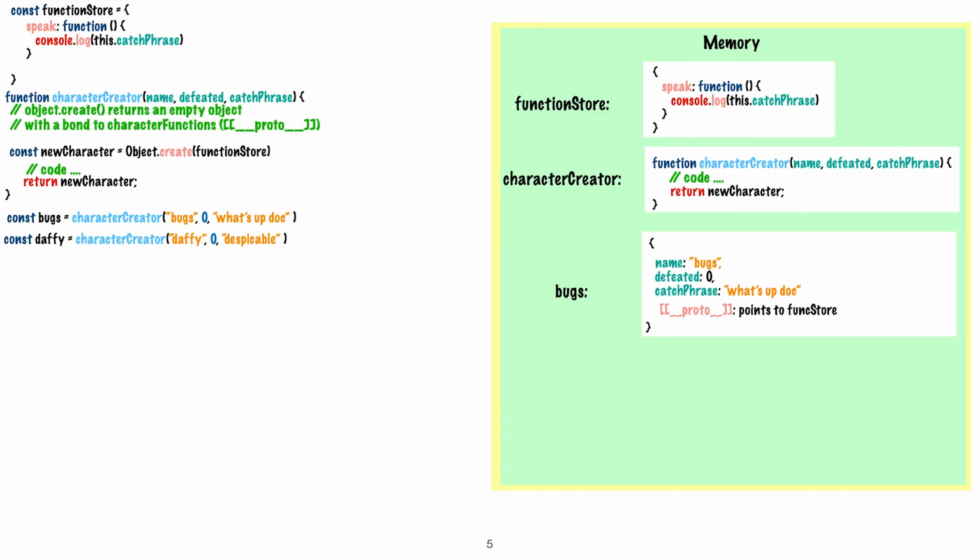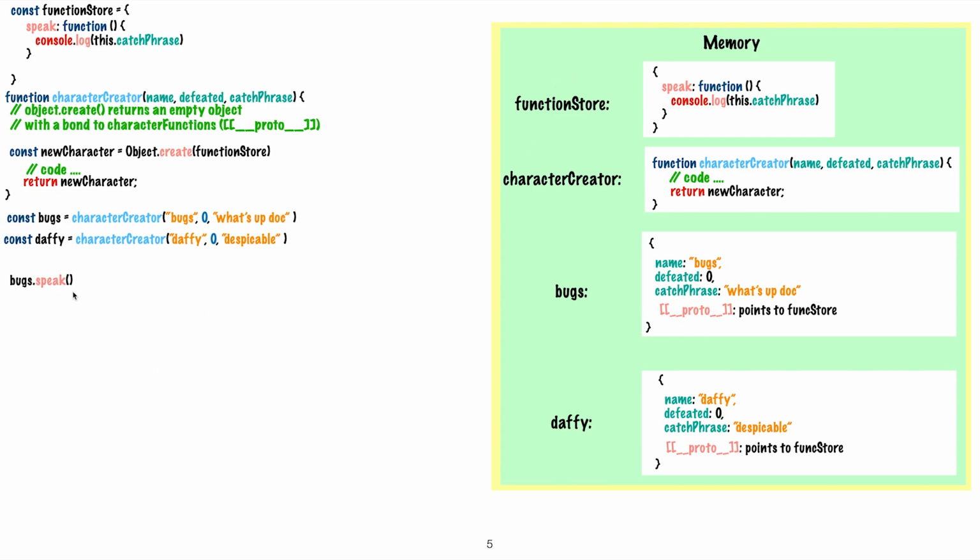So I'll go ahead and create one more object, but I won't go through this process again and will just show you the end result. So Daffy will look something like this. The object for Daffy will also have this hidden link, underscore underscore proto underscore underscore, which points to our function store, or references our function store.